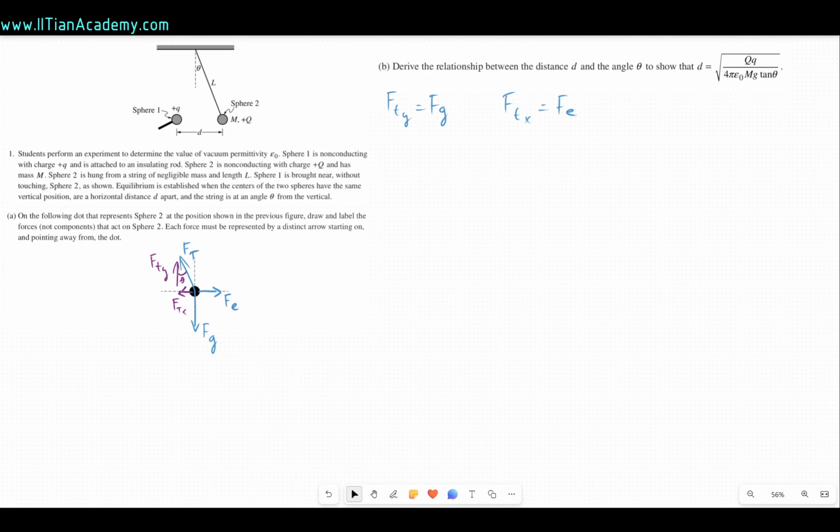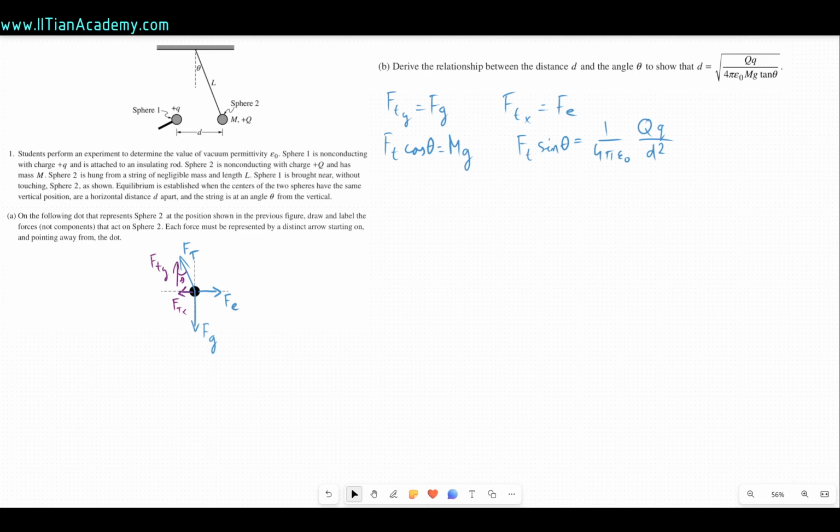Fty is going to be the tension multiplied by the cosine of theta. This will be Ft cosine theta, and Fg we know is simply m times g. For Ftx, it will be Ft sine theta, and this will be equal to the electric force, which we know is 1 over 4 pi times the permittivity multiplied by the big charge times the small charge over distance squared.